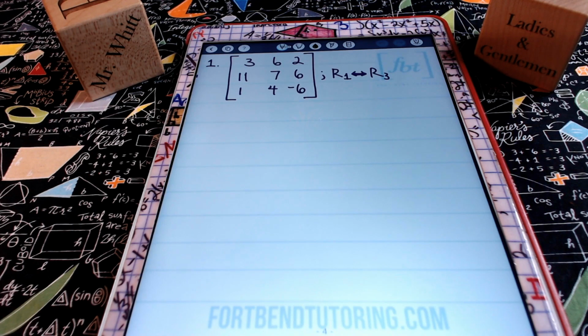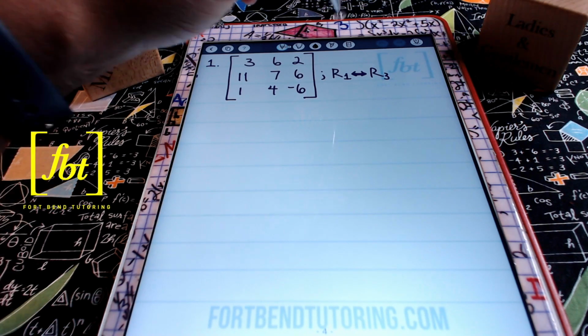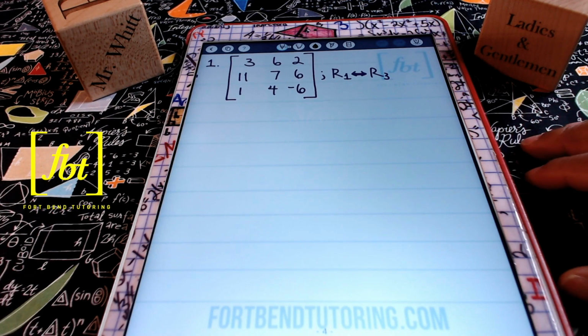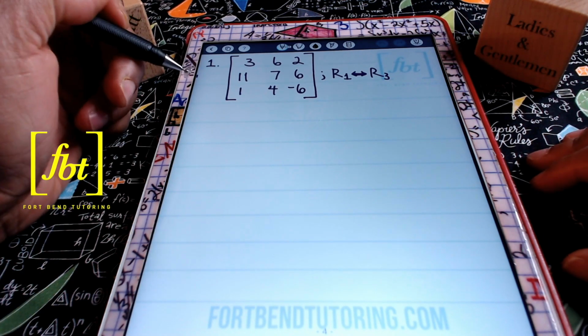All right, we have problem number one here, guys, and we have a matrix that contains the elements 3, 6, 2, 11, 7, 6, 1, 4, and negative 6. And what does this mean right here? This notation that you see to the right of the matrix, it means that they want us to swap out row 1 with row 3. Well, let's go ahead and make that happen then.